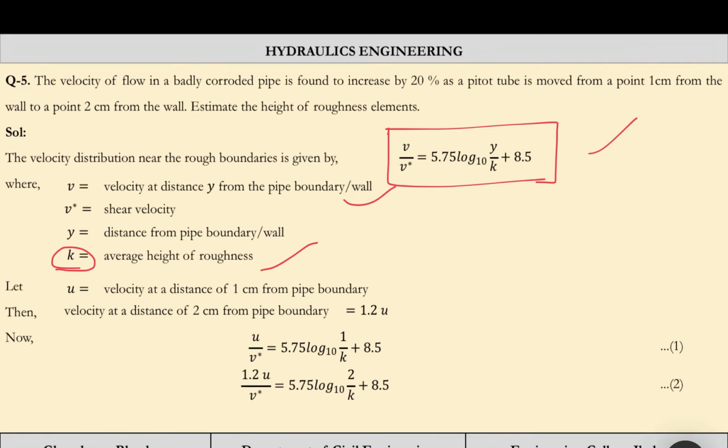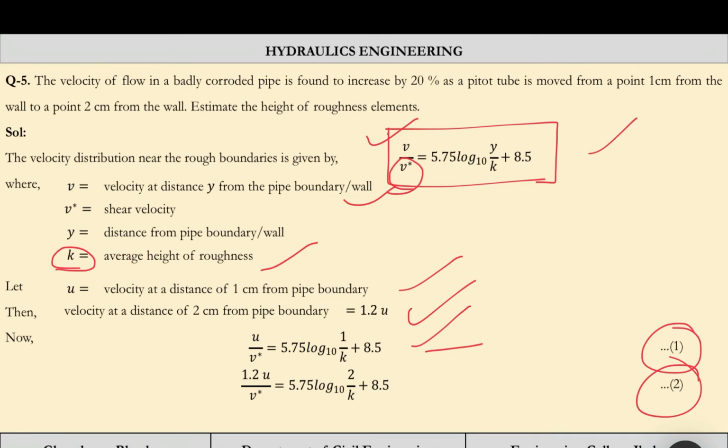So in the question, if you see, v is given in some form, y is given, k we want to know, and v star we don't know, we have no idea about v star. So what we can do, we can write equation number 1 and equation number 2. This is for the velocity at 1 centimeter. Let us say this u is the velocity at 1 centimeter. So at 2 centimeter it will become 1.2, a 20% increment.